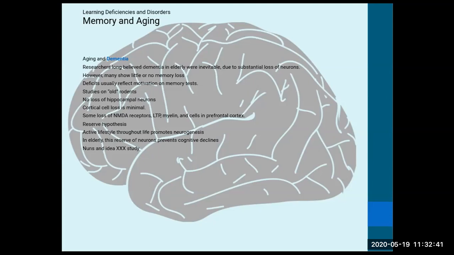So this idea of using your brain so you don't lose it is what we call the reserve hypothesis. We know that exercise is good for the body. It's also good for the brain. So an active lifestyle throughout life, continuing to work out and continuing to use your brain, is really good for it to continue firing. And it seems to be protecting against this age-related memory decline. Actually, the reserve hypothesis seems to prevent cognitive declines, at least where it can.